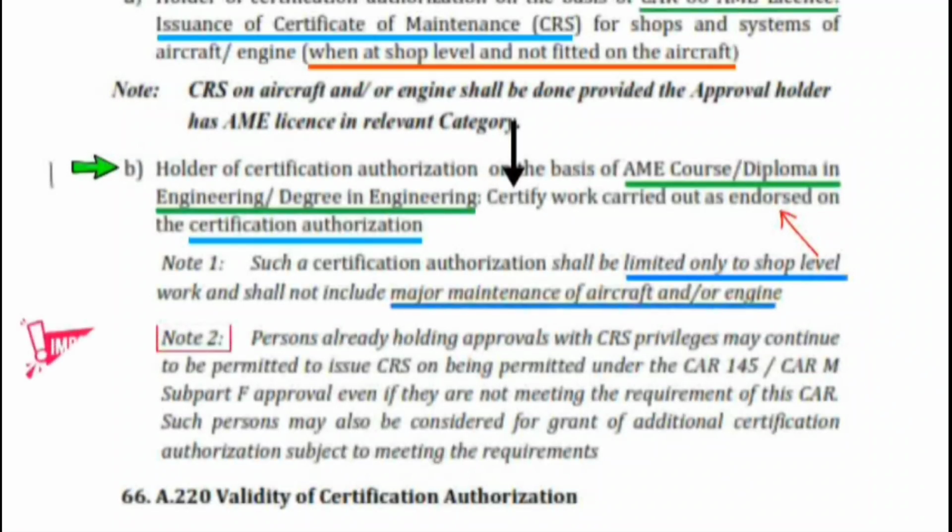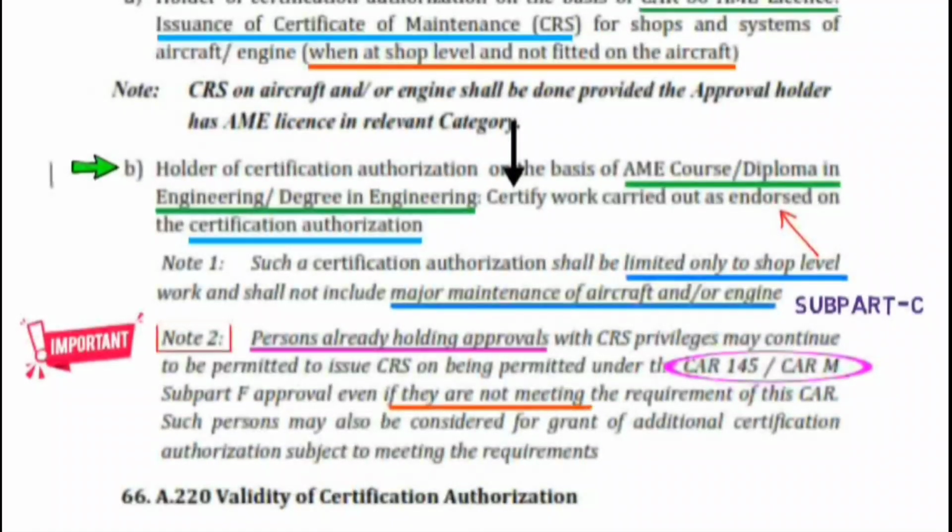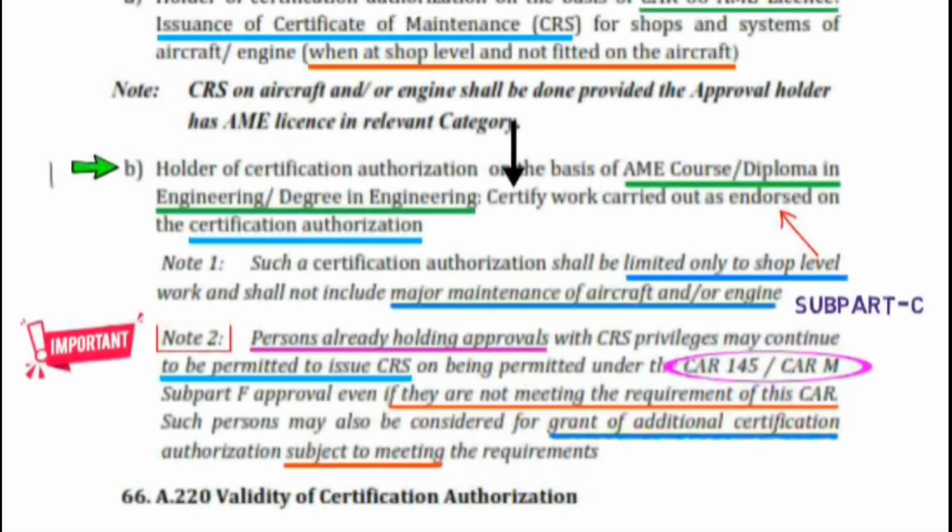This note 2 is important. Component certifying staff who were working in a CAR 145 or CRM subpart F organization before the introduction of this subpart, if they are not meeting the requirement of the current subpart C, DGCA is stating that they can still act as component certifying staff. But if they are going to add more components to their authorization, then they need to fulfill the requirement of this subpart.